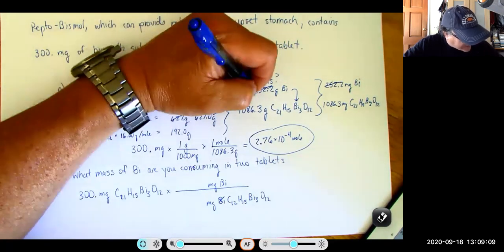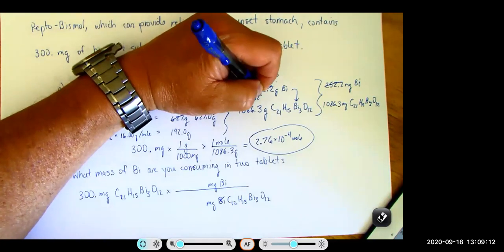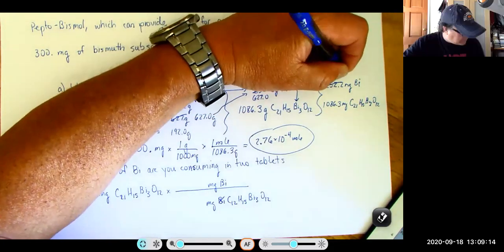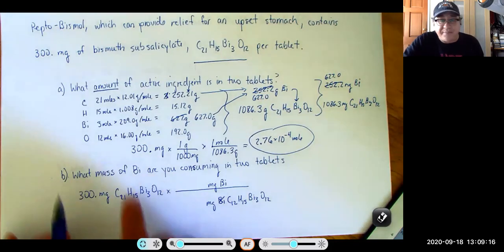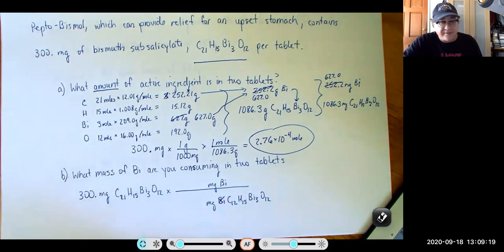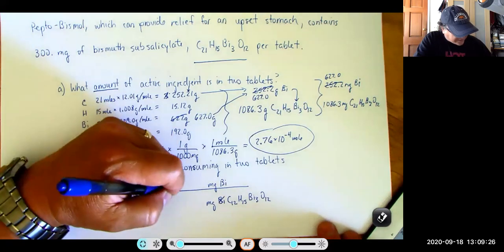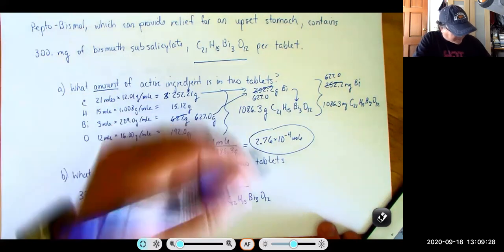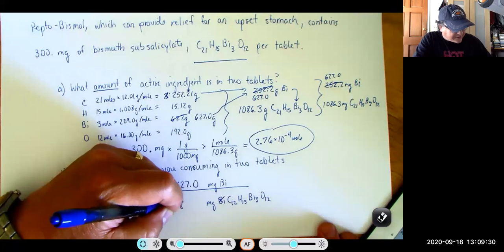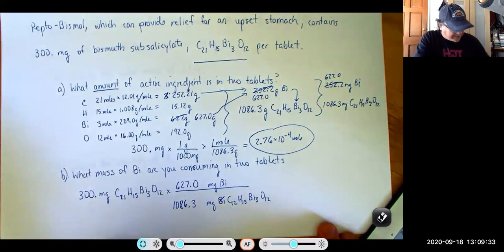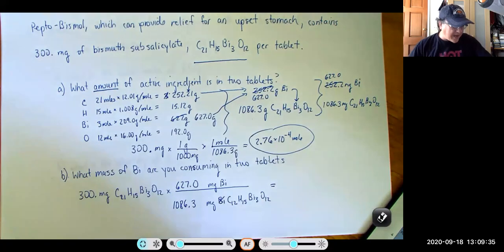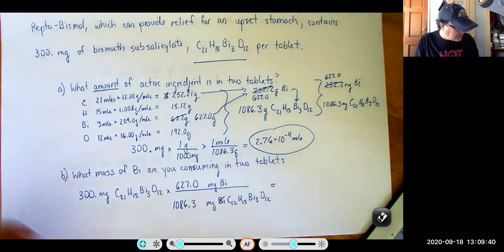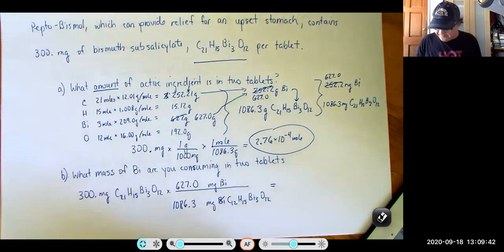So 627.0. Now, when they say what mass of bismuth, do we have to answer in grams? Heck no, milligrams is a mass unit. So I'm going to go with this, and I'm going to write 627.0 milligrams of bismuth per 1,086.3 milligrams of bismuth subsalicylate, because it makes me have to do less work. I don't have to do more work, I do less. So here we're going to do this.